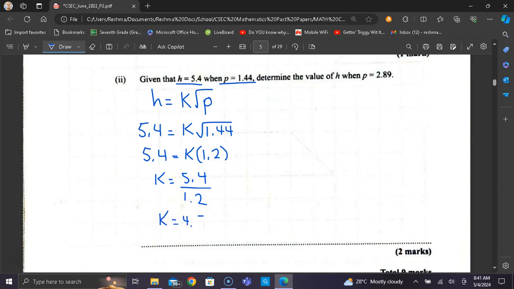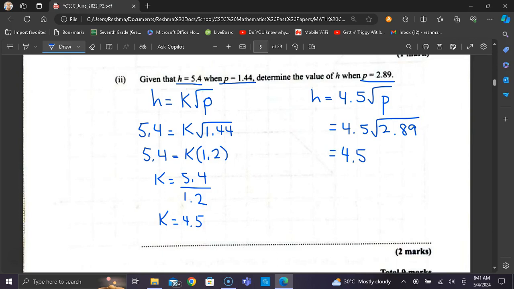So now that we have our value of k, let's substitute it back into the equation. So therefore h is equal to 4.5 times the square root of p. So now I can find our value of h when p is 2.89. So substituting p is 2.89, we have 4.5 times the square root of 2.89.